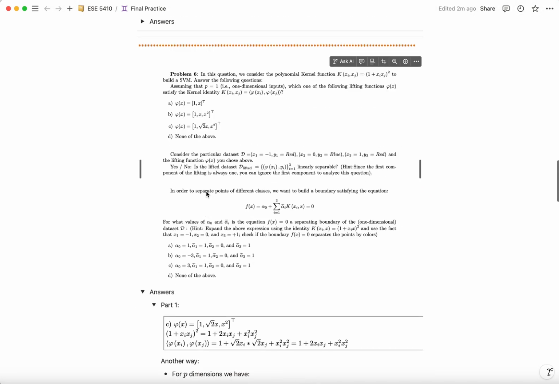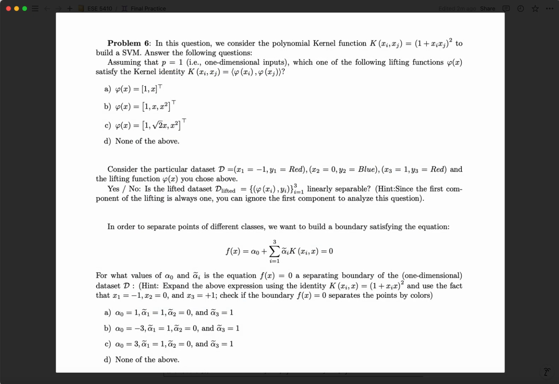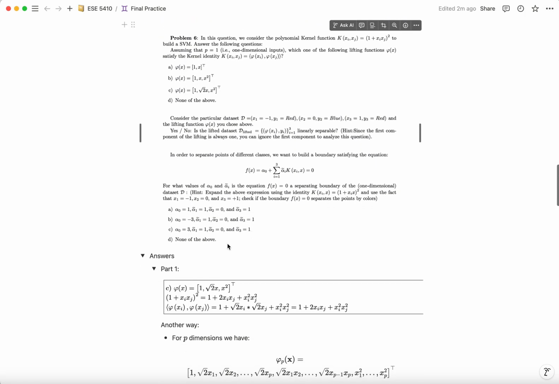Moving on to part B, or part 2, we're given a data set with 3 data points, x1 being -1, x2 0, x3 1, and each point has a label, red, blue, and red respectively. And we want to know whether when this data set is lifted by the polynomial kernel, it will be linearly separable. So let's look at that solution.